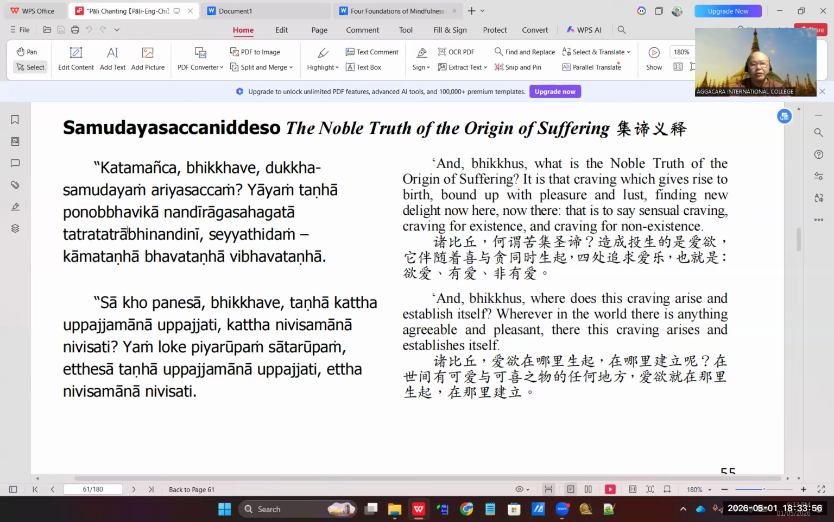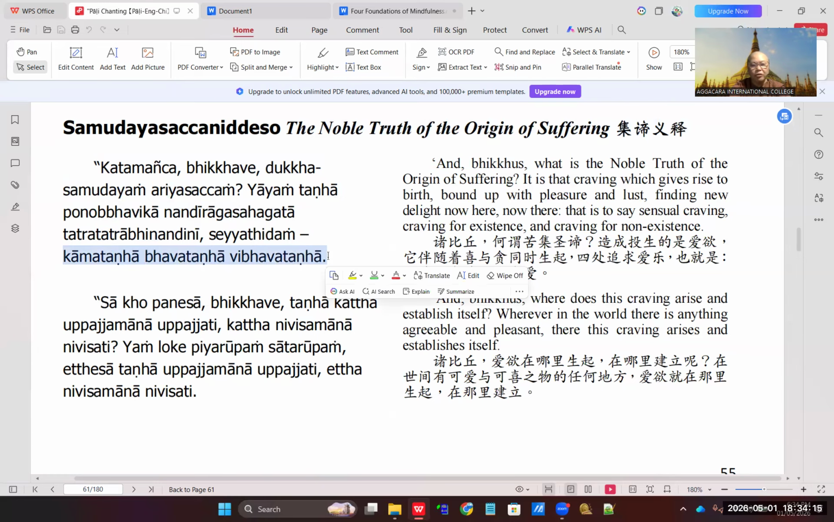Tatra tatra. You all learn the Pali: here and there. Tatra is there, and tatra means here and there. Here and there means everywhere. So abhinandini means delight. Seyyathidam, that is, this one: kama tanha, bhava tanha, vibhava tanha. So this is the three.